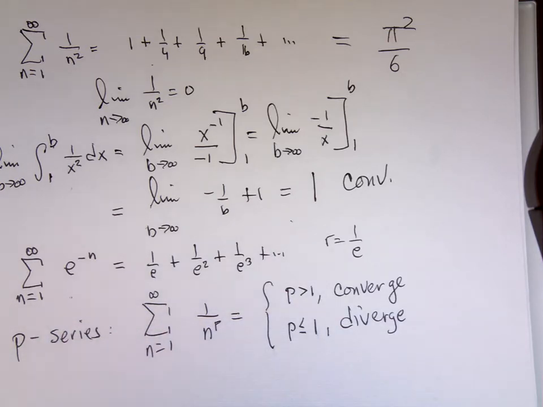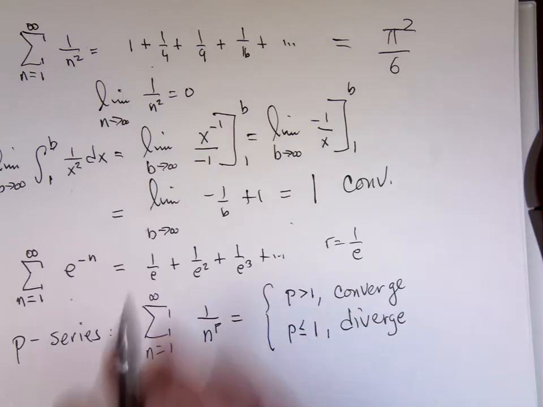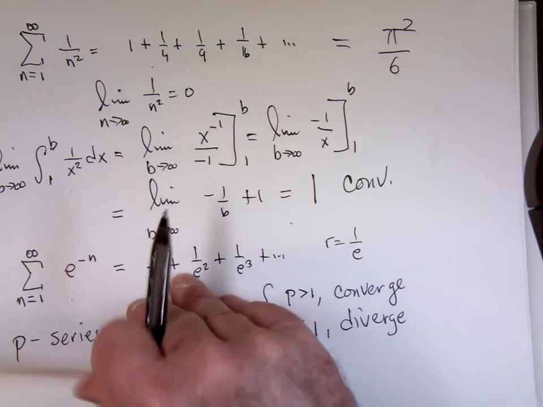Okay. So if P is greater than 1, it converges. If it's less than or equal to 1, it diverges. You ready? Let's do it. Let's take a look at this series.